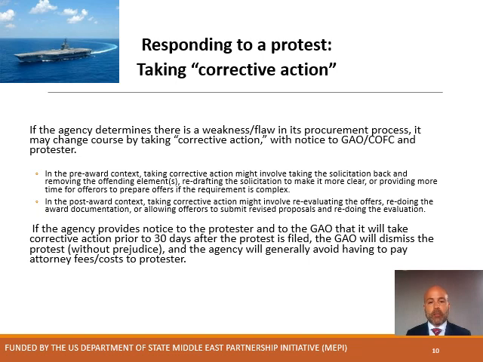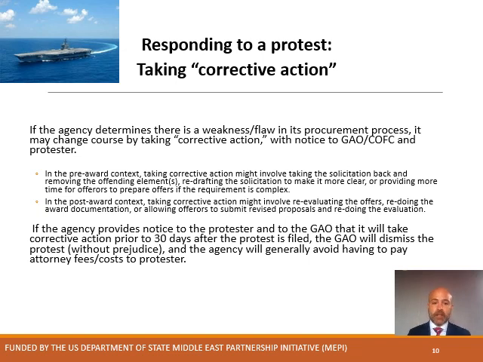It does so by giving notice to either the GAO or the Court of Federal Claims and the protester. In the pre-award context, taking corrective action might involve taking the solicitation back to the agency and removing whatever offending elements exist, or redrafting the solicitation to make it more clear, or providing more time for offerors to prepare the offers if the requirement is complex. Any number of things the agency can do in the face of a pre-award protest.